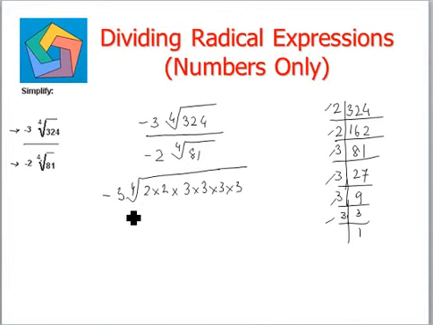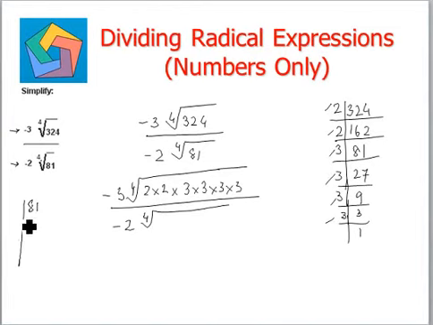Now the numerator is complete. In the denominator we have negative 2 fourth root of 81, which can be factored. 81 can be divided by 3: 27, 9, 3, and 1. So we have four 3's, 1, 2, 3, and 4.